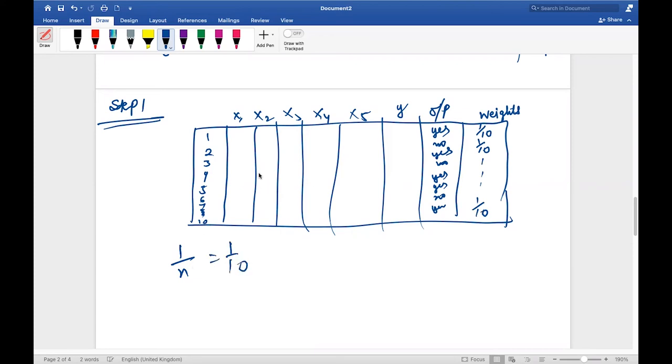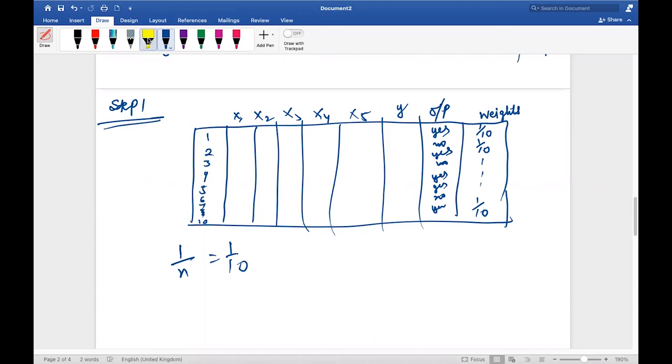So for now, I haven't seen what is my weak learner, what is my strong learner. I have assigned equal weight to all the rows. Is it clear? I have done nothing but assign equal weight to all the learners. Clear? Yes, 1 by n, which is 1 by 10 in this case. So I'll keep this example on 1 by 10 so that you are able to understand.